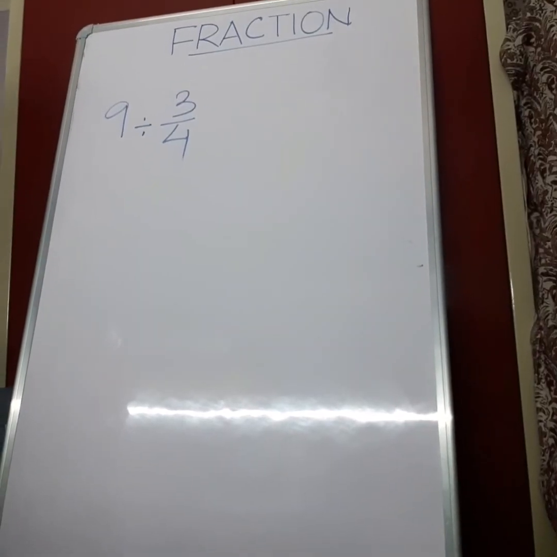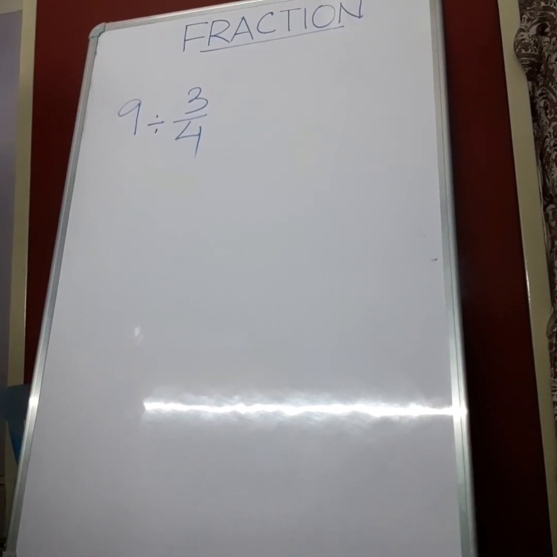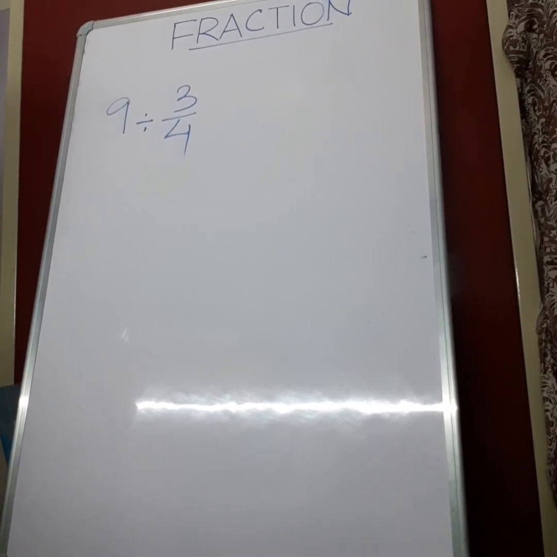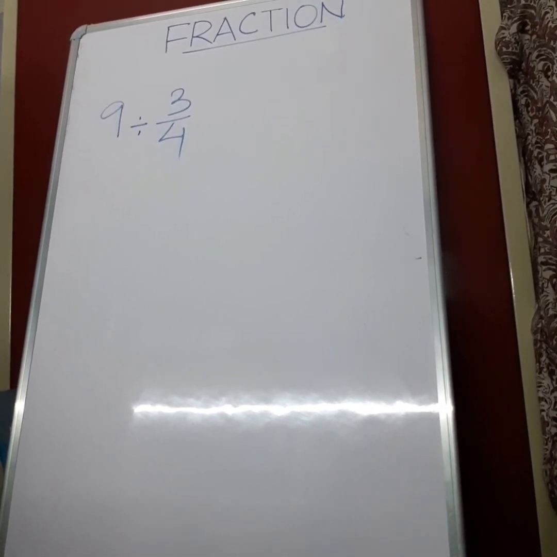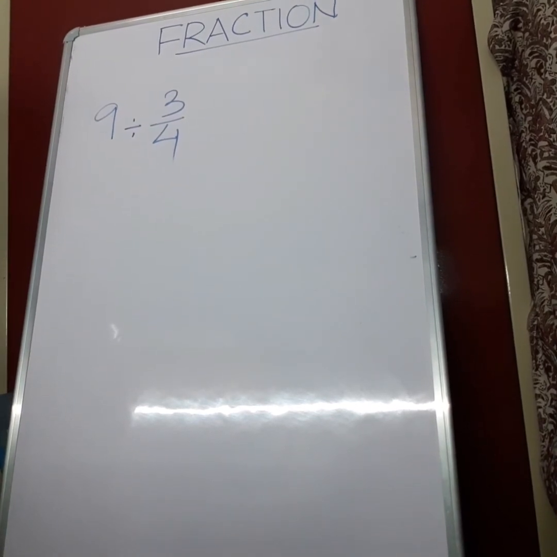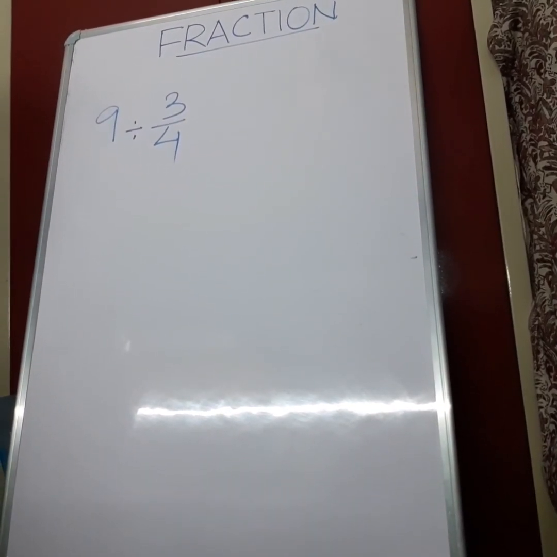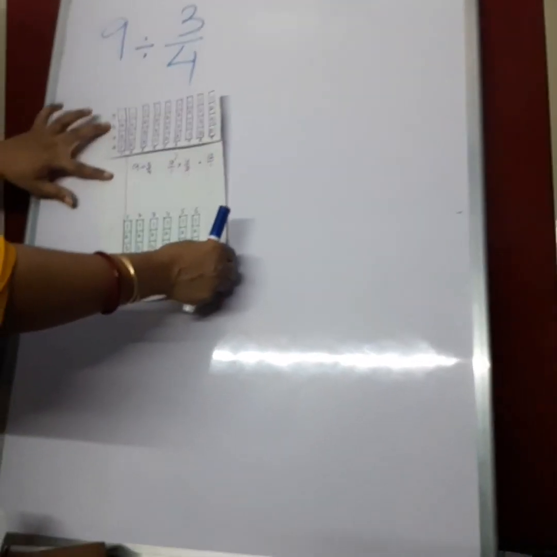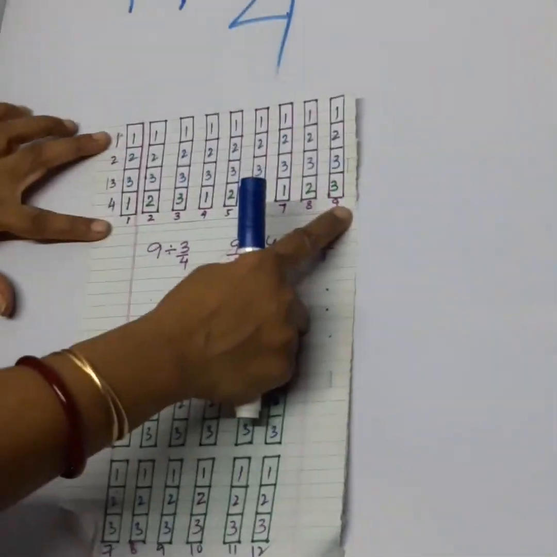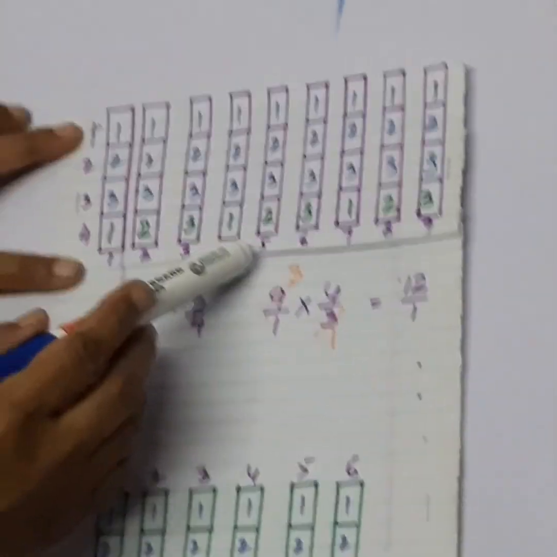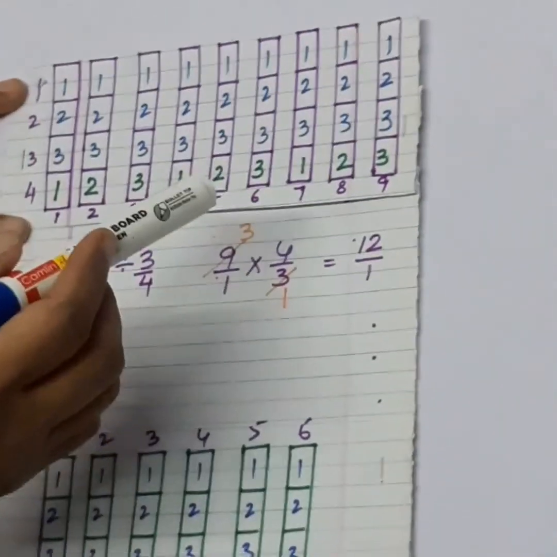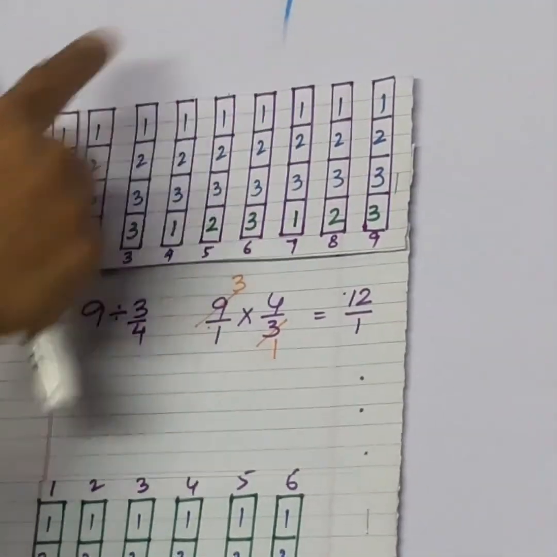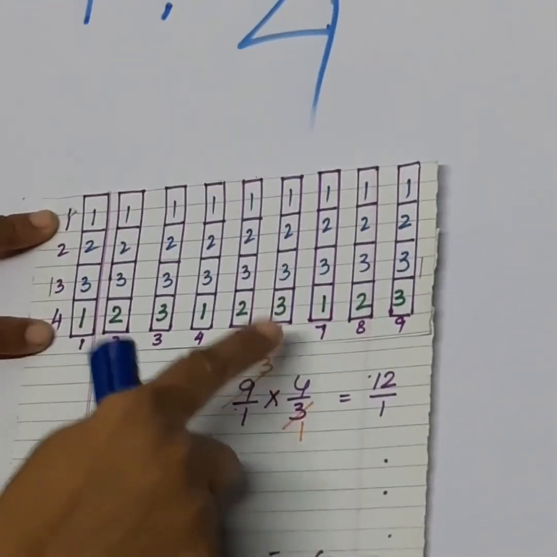Question is, I have 9 chocolates. I want to give 3/4 chocolates to my students. How many students can get it? That means I am dividing 9 chocolates into 3/4 parts. So here 9 divided by 3/4. See in the picture we will be seeing it. There are 9 chocolates. 1, 2, 3, 4, 5, 6, 7, 8, 9. Out of it I am taking 3/4. 3/4 means 4 parts of each chocolate I have broken into.